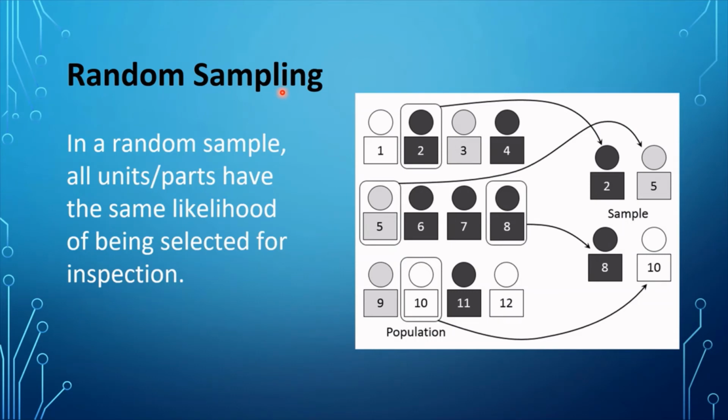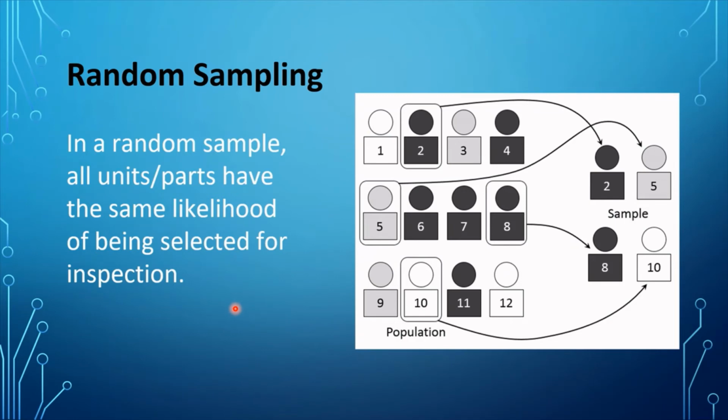Now we will talk about the types of sampling. So first is random sampling. In a random sample, all units or parts have the same likelihood of being selected for inspection. A sample chosen randomly is meant to be an unbiased representation of the total population.